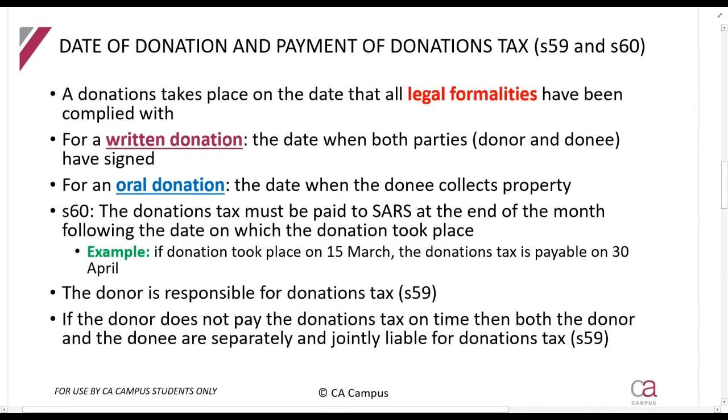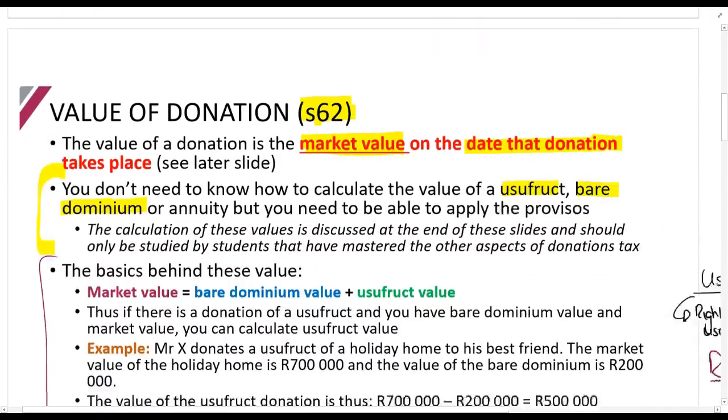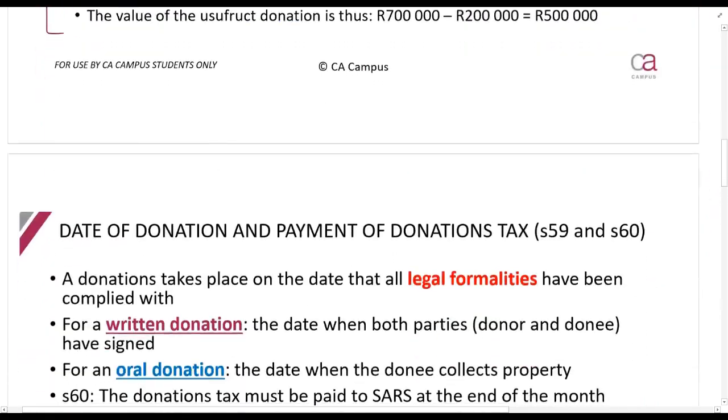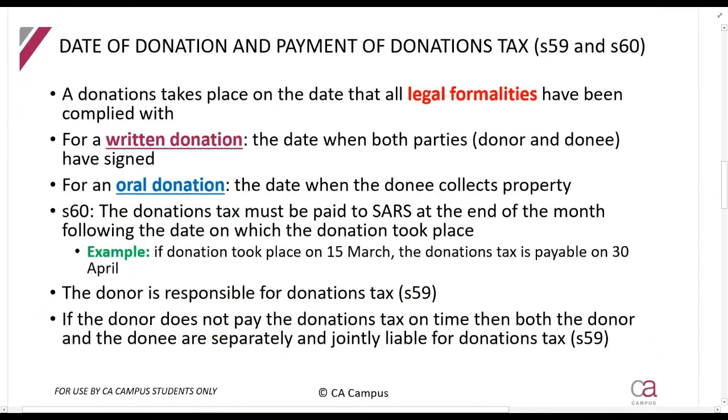What is the date that the donation takes place? And when must it be paid? Remember we said you look at the market value on the date that the donation takes place. Now think of something like shares. The value of shares listed on the stock exchange changes every day. I can donate shares to you, it is property, but the value of it changes every day. So we need to know what date it takes place.